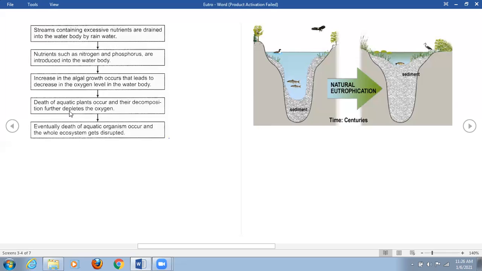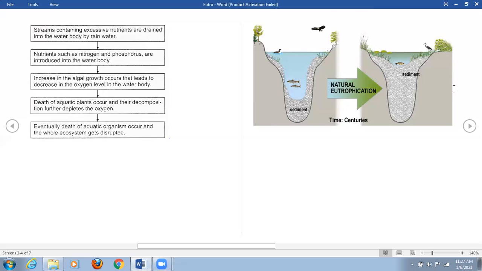So bacteria or microorganisms are again using the oxygen, and when oxygen is used by the microorganisms for the decomposition, then again the oxygen level decreases, and eventually the death of aquatic organisms takes place due to insufficient oxygen, and the whole ecosystem gets disturbed. So that process is known as eutrophication. So as I told you, there are two types of eutrophication.